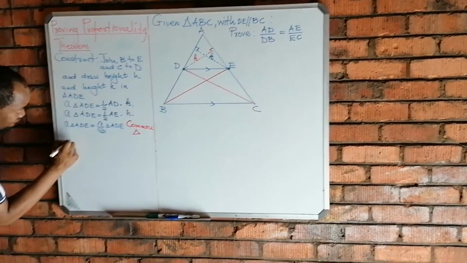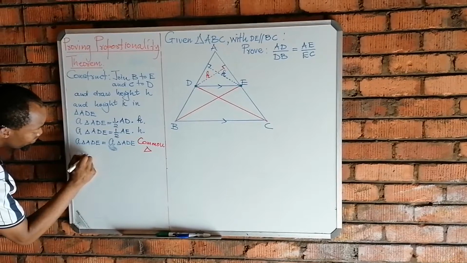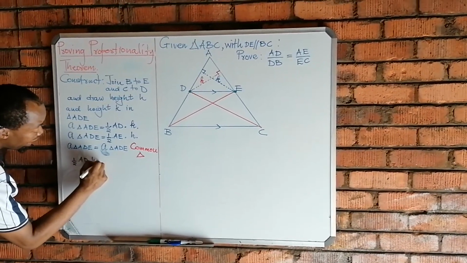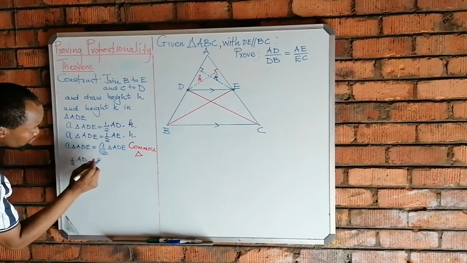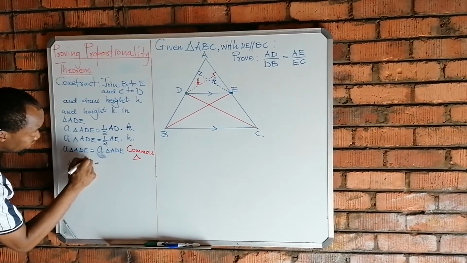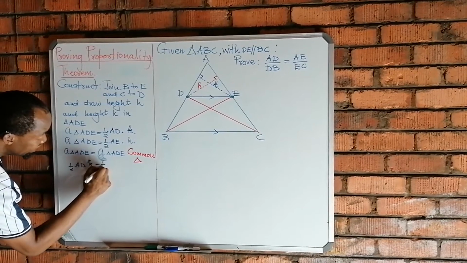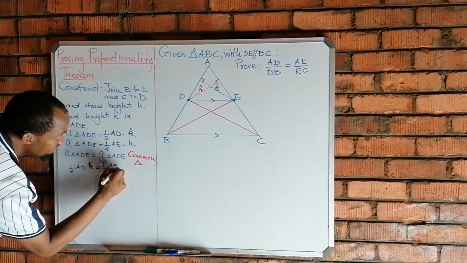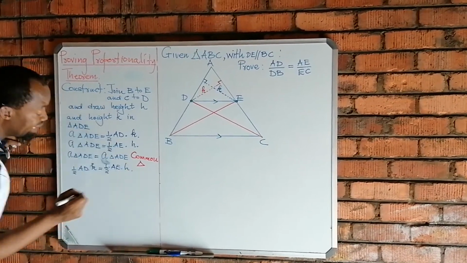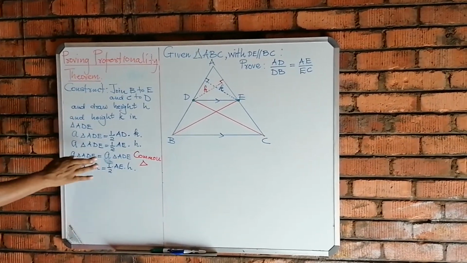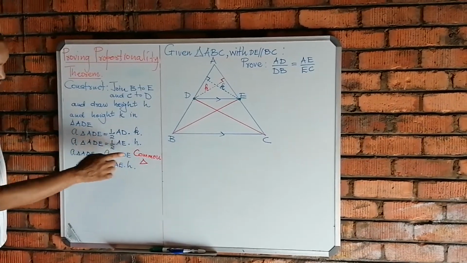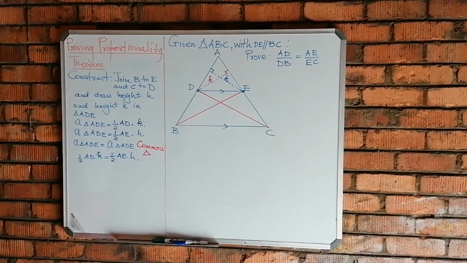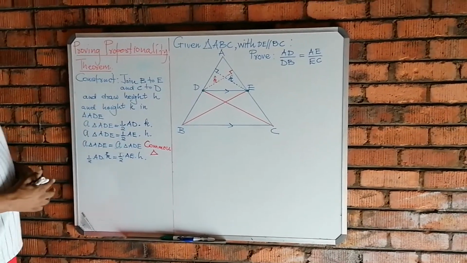Therefore, now I can say half AD multiplied by K is exactly the same as half AE multiplied by H. We have said that the reason is the fact that the two triangles are common, which is true. Now we move to the second part.